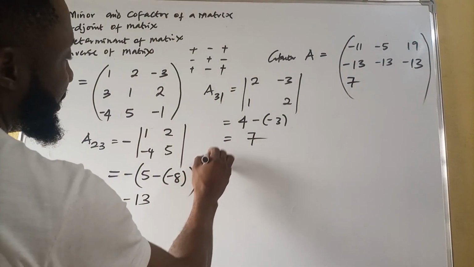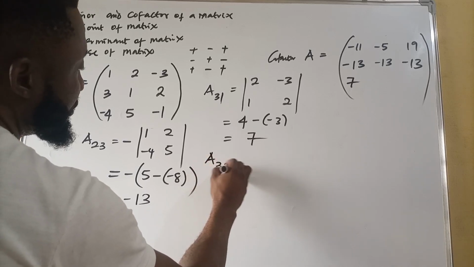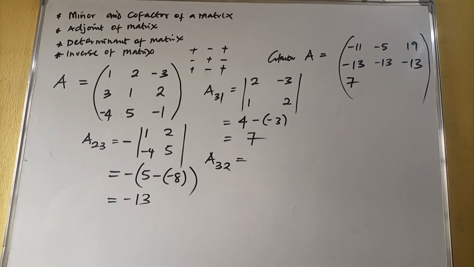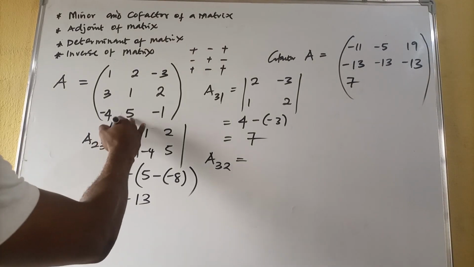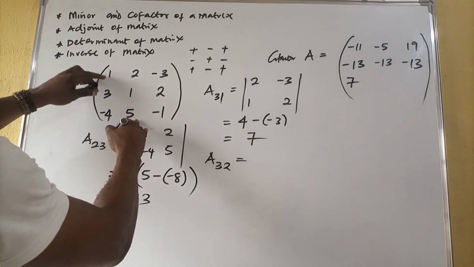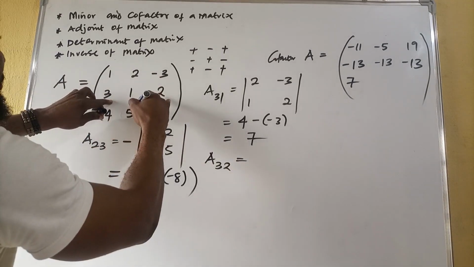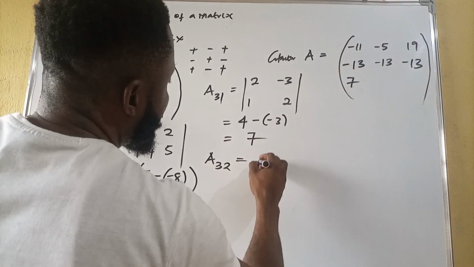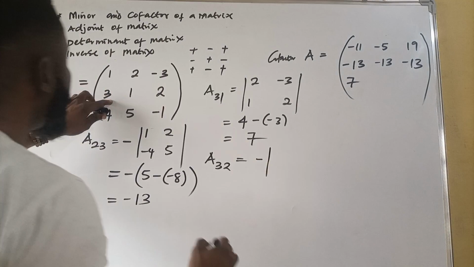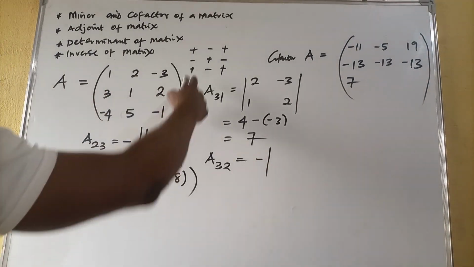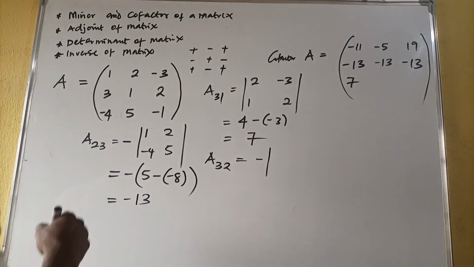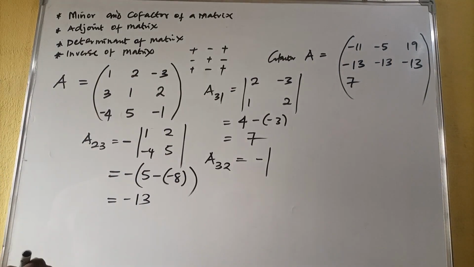We go to A32. We're considering this element, so we're going to delete this column of the element and we delete this row. So we're going to have 1, 3, minus 3, 2. Remember, the sign is negative. That's the conversion sign. Please don't joke with the conversion sign. It's very important because if you misplace that sign, it's going to affect your result. That's why I'm very meticulous as I'm solving mine.